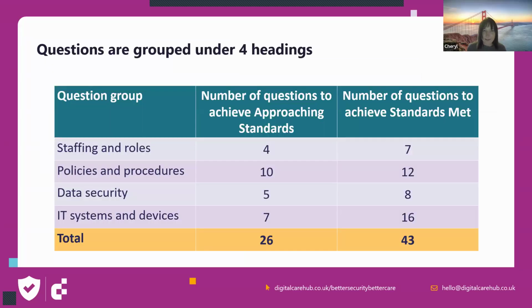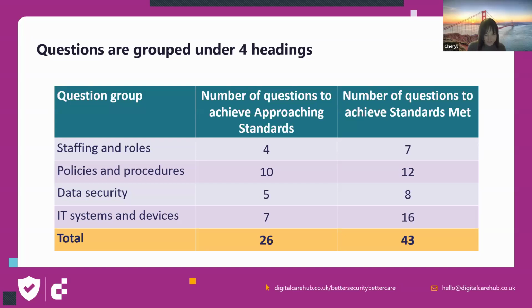The toolkit is broken down into four headings. As we mentioned before, there are 26 for approaching standards and 43 for the standards met. Under staff and roles, this looks at data protection, what cybersecurity training you've got in place, and who is responsible in your area for this. The policies will look at all the different data protection policies, staff contracts and things like that.